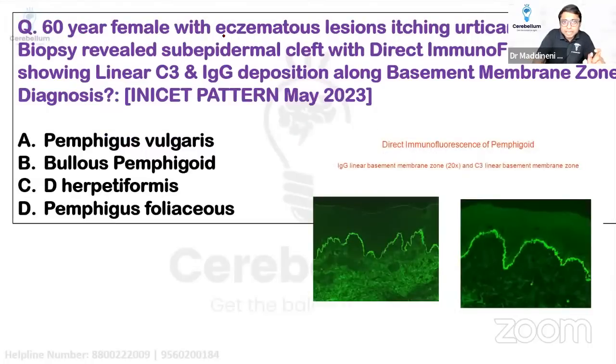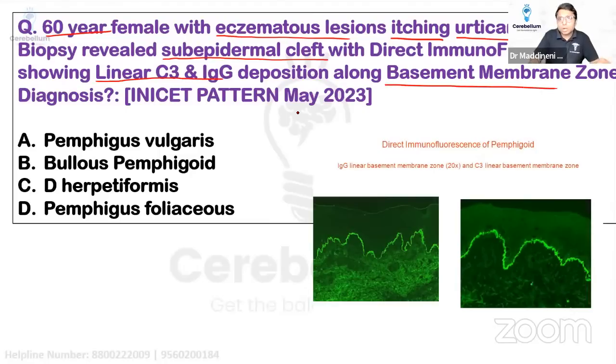And this is the next question. A 60-year-old female with eczematous lesions, and there is associated itching and urticarial lesions present. So an elderly female coming with urticarial lesions associated with itching. And in the question it was given subepidermal cleft was present, and direct immunofluorescence was showing linear C3 and IgG deposition along the basement membrane zone. So what is the diagnosis?